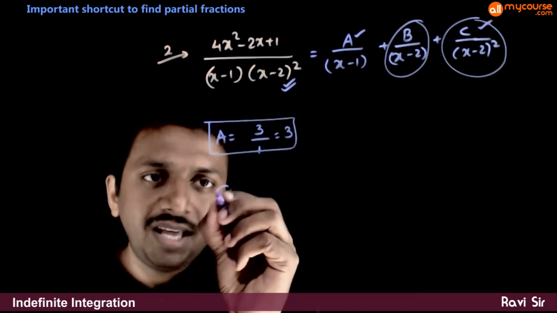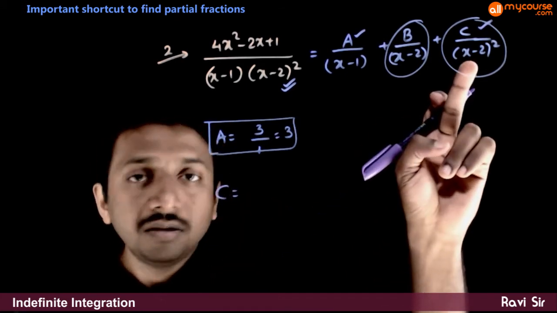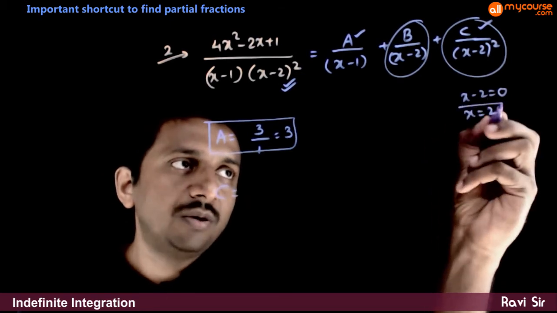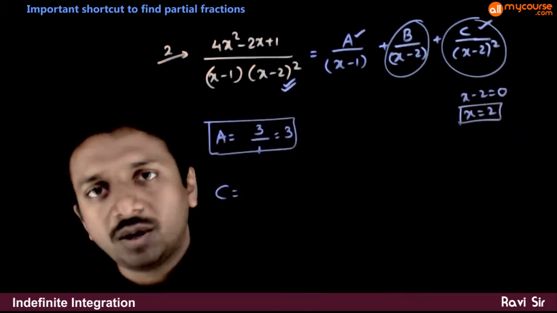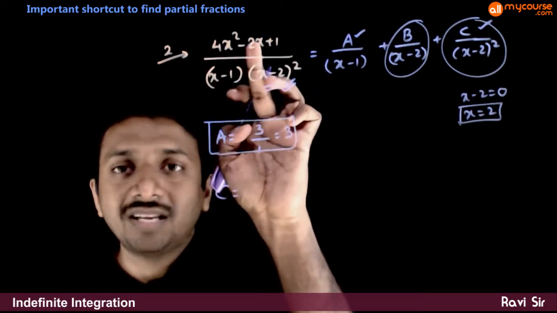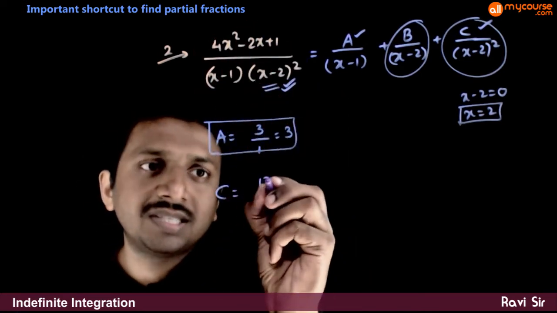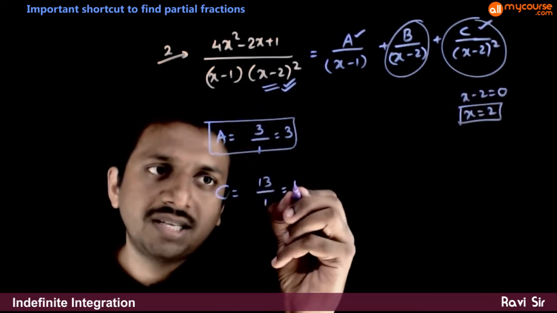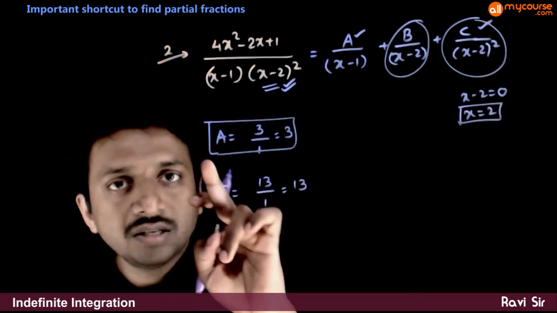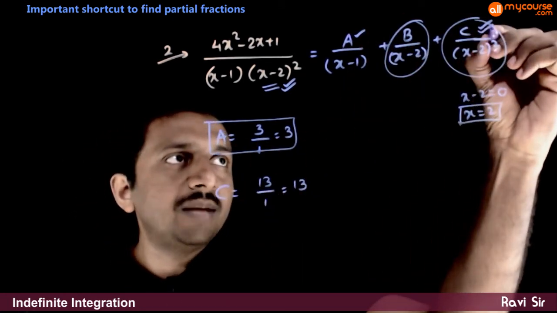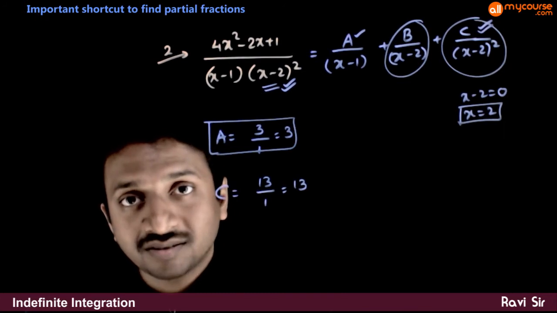If you want C, you just need to equate x − 2 equal to 0, so x is equal to 2. You just put x equal to 2, neglecting the other terms. So if you put x equal to 2, you have 16 minus 4, 12, plus 1 is 13, divided by 2 minus 1, which is 1, so that is equal to 13. So A equal to 3 and C equal to 13. So A and C can be found using the shortcuts.